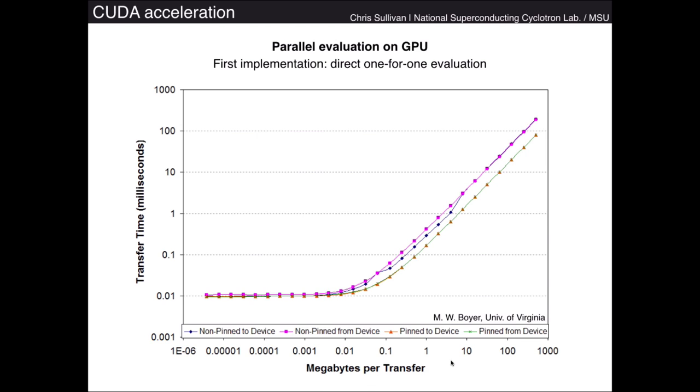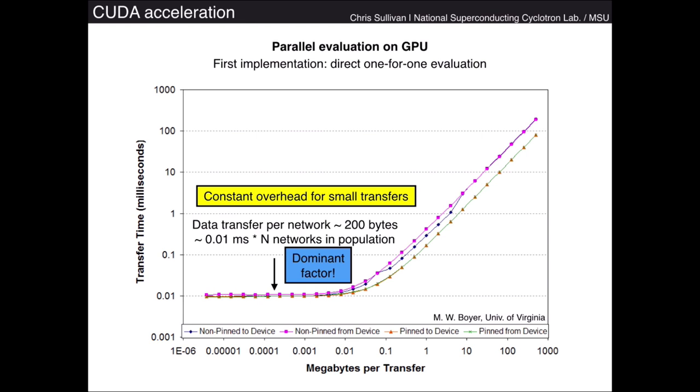Okay, so this is a nice plot from Michael Boyer of the University of Virginia. What you can see is that at around these small transfer sizes, the time to transfer is roughly constant. And we have here roughly 200 bytes to transfer a single network across, plus its inputs and outputs. And that means we're sitting about here in the evaluation time, which is about 0.01 milliseconds.